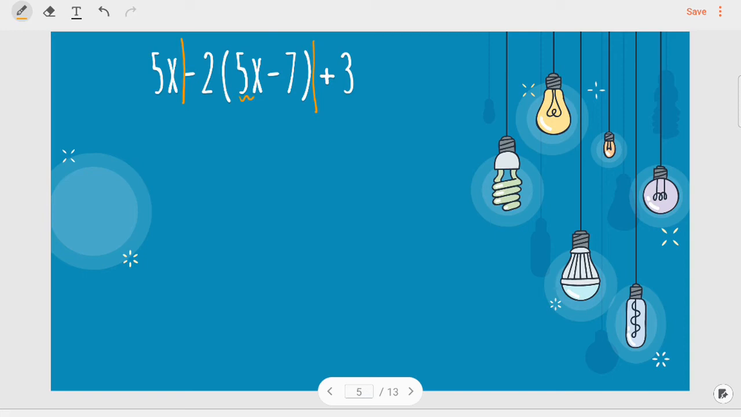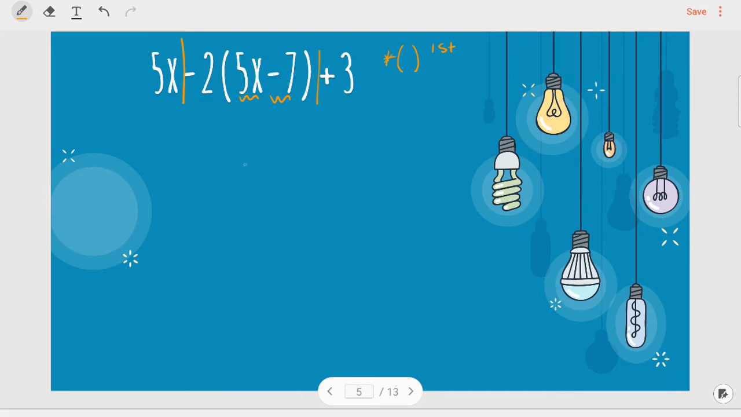Remember, this 5x is in parentheses and this negative 7 is in parentheses. So I can't combine negative 7 with 3. Can't do that because they're not both on the outside and they're both not on the inside. And the same thing goes with these 5x's. Remember, I got to get rid of the parentheses first. Okay, so how do I do that?